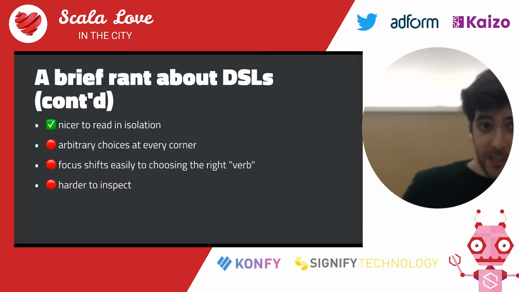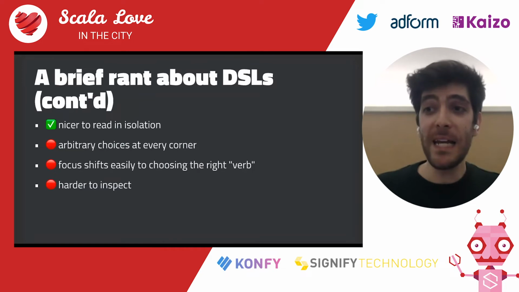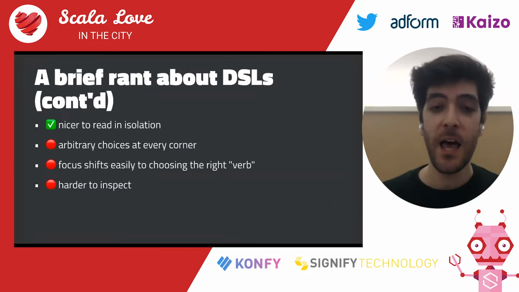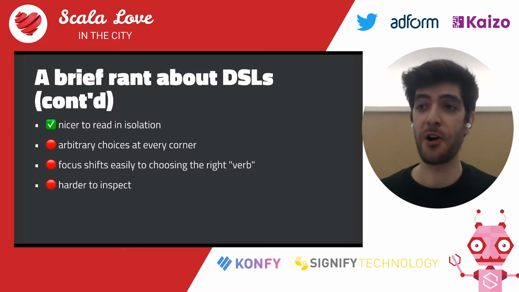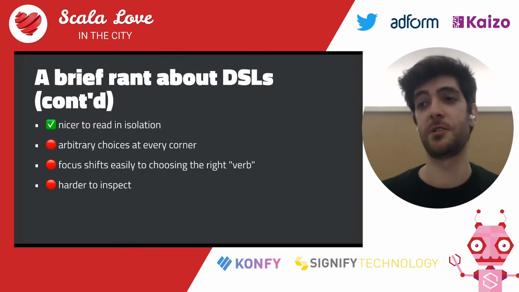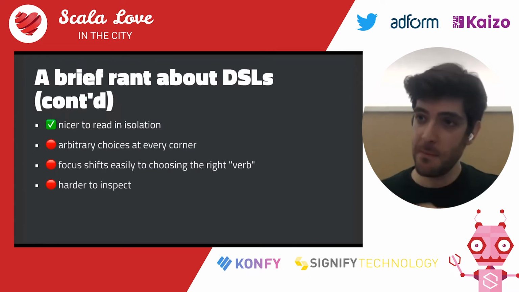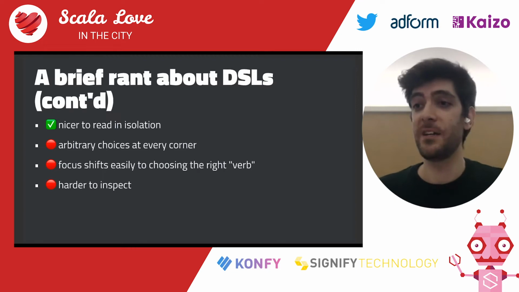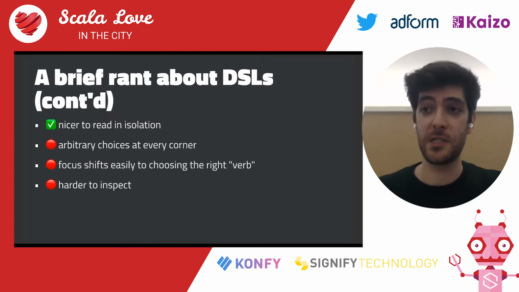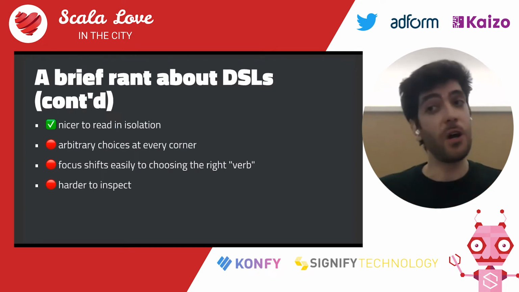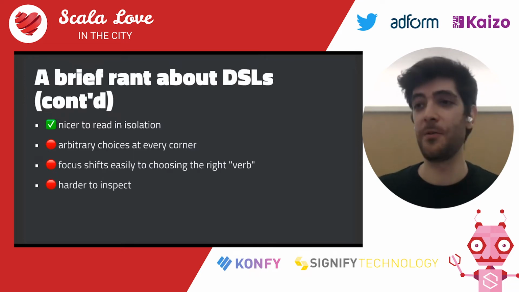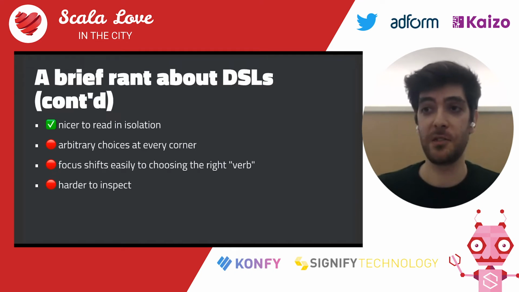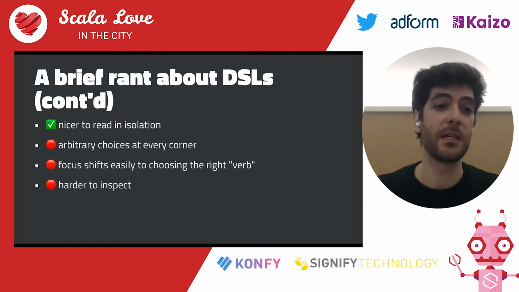So essentially, if I can summarize, a DSL is usually really nice to read in isolation. I mean, it's really pretty if you read one line, but it's arbitrary choices at every corner. I migrated a lot of ScalaTest suites to MUnit, and it may be laziness, it may be a lack of guidelines or whatever, but I always find different styles of DSLs, testing suites or whatever, for no good reason. There were no profound reasons to choose one style over another. It was just whatever came easy in that moment, whatever came to mind.